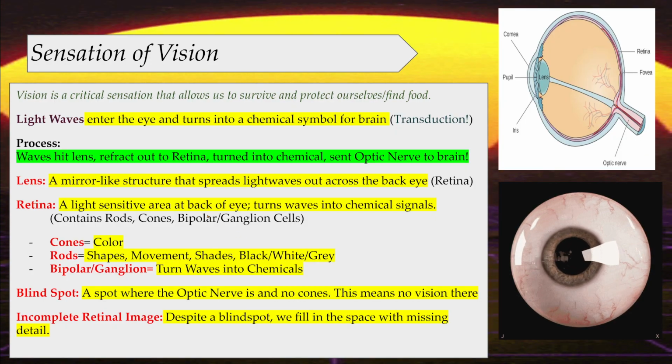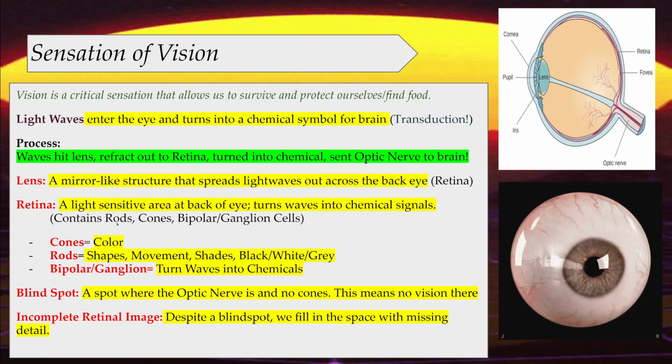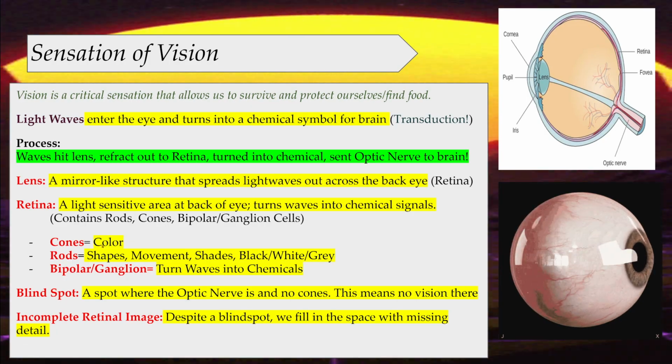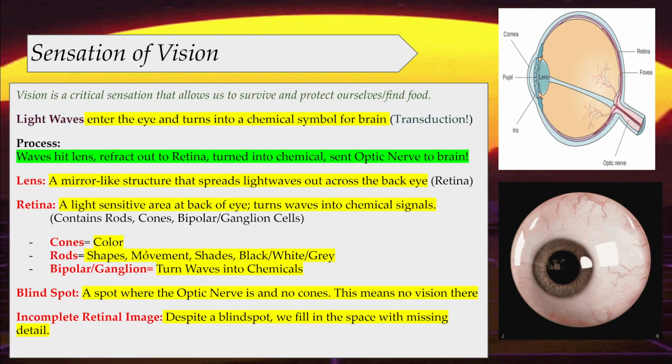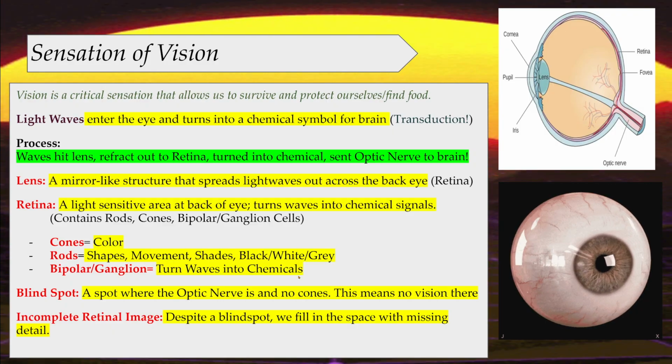Now, in addition to the bipolar and ganglion cells that are turning waves into chemicals, we do have two other types of cells in the retina as well. We have cones, which help us see color. Think of C for color. And rods that help us with things like shape, movement, and shading, specifically black, white, and gray vision.